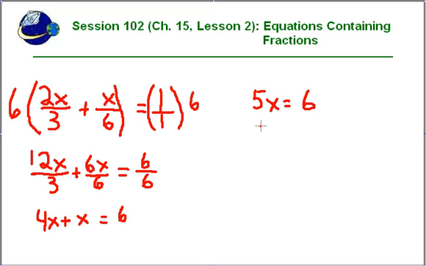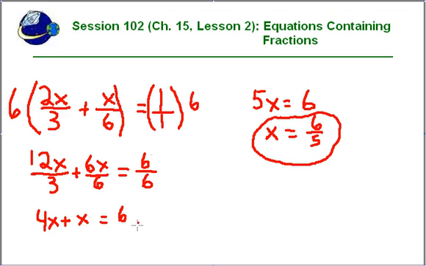We now solve it for x by dividing both sides by 5. 5x divided by 5 is x, and 6 divided by 5 is 6 over 5. So our answer here, 6 over 5. And remember, always double check your answers by plugging them back into the original equation and calculating it out to see if your equation holds true.